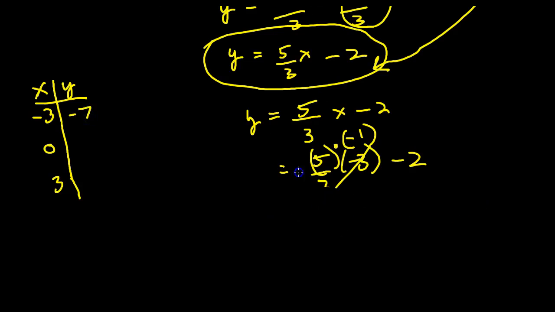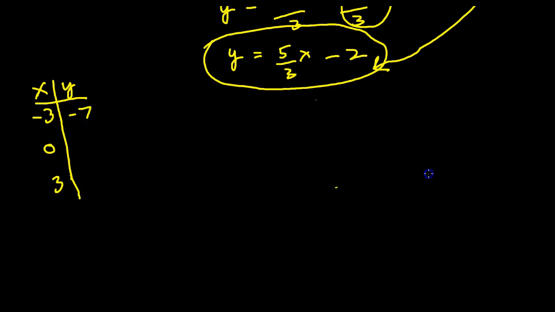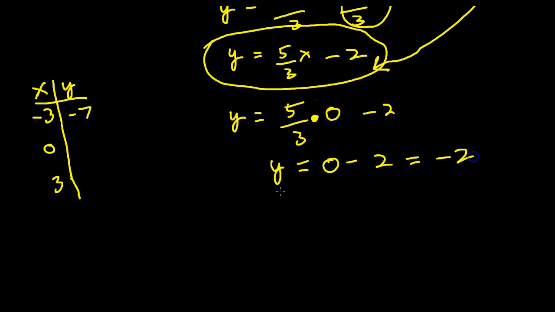And no need to go to the calculator here or any of that, if you pick your x values with a little care. All right, if x is 0, I'll get y equals 5/3 times 0 minus 2. Well, 0 times anything is 0, so y equals 0 minus 2, which is, of course, negative 2. So when x is 0, y is minus 2.